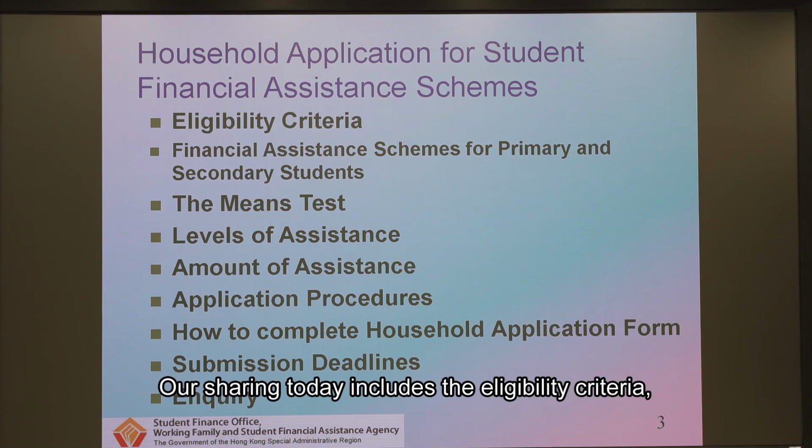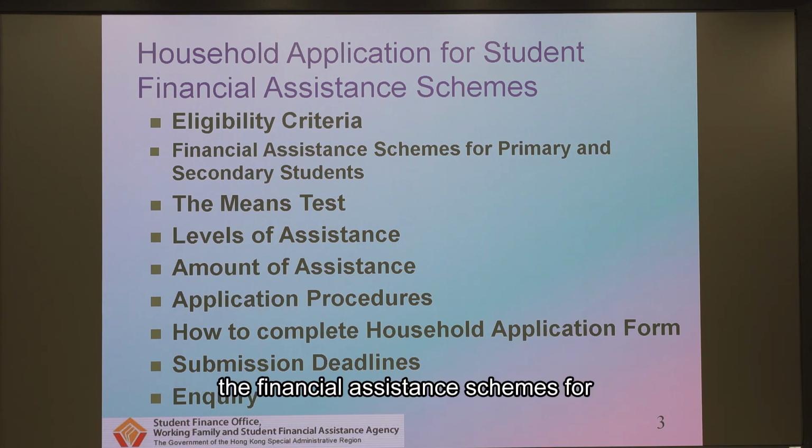Our sharing tonight includes the eligibility criteria, the financial assistance schemes for primary and secondary school students, the means test, the level of assistance, the amount of assistance, the application procedures, some details on how to complete household application forms, the submission deadlines, and some inquiry session.